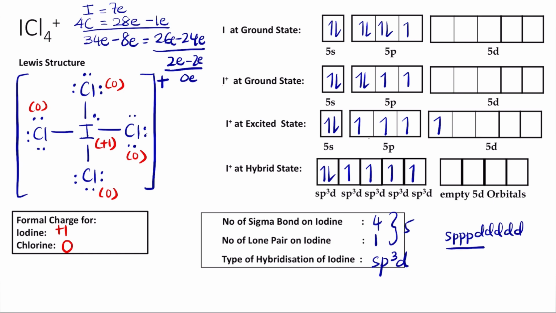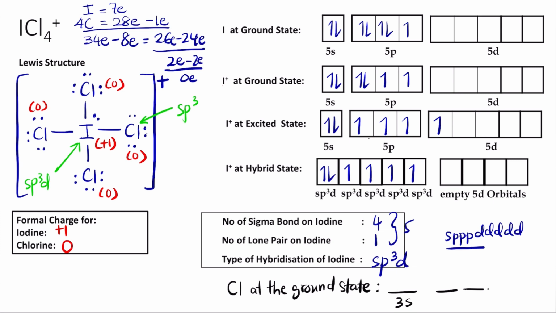Next, saya dah settle untuk hybridization for central atom, iodine. Now we got chlorine. So chlorine, macam yang saya cakap sebelum ni, kalau this one, central atom adalah sp3d, kita memang kena tunjuk semua proses. Tapi untuk chlorine dia punya hybridization adalah sp3. Itu type dia. Cuma, I don't have to show the process. So saya hanya gunakan chlorine at ground state. So I'm going to add up here, chlorine at the ground state. Dia ada dalam period 3, so 3s dengan 3p with 7 valence electrons.